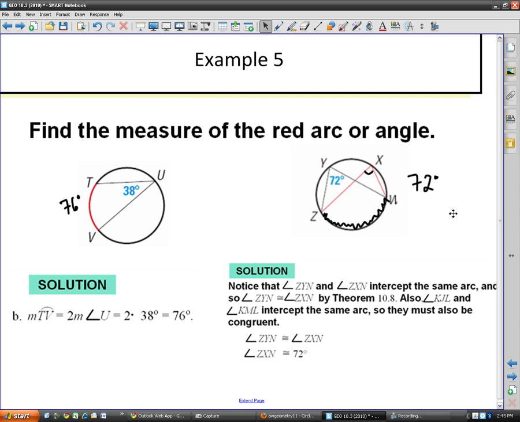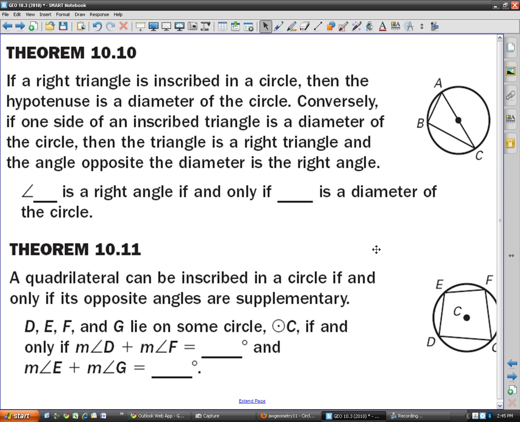So here are some more theorems. Now we have basically if a right triangle is inscribed, you guys need to make sure you get these down. If you have a right triangle that is inscribed in a circle, then the hypotenuse is the diameter of the circle. That's the first thing. So if I have a right triangle inside a circle, the hypotenuse is automatically the diameter.